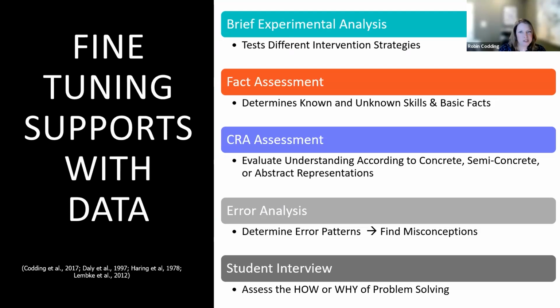So, we're going to talk about brief experimental analysis, which is a fancy jargon filled term to refer to testing different intervention strategies, fact assessment, so determining the known and unknown skills with basic facts, a concrete representation and abstract assessment, which is evaluating understanding according to, surprise, the concrete, semi concrete, or abstract representations. Error analysis, so determining error patterns and finding misconceptions. And then student interviews and what we can use student interviews for in terms of how or why they are engaging in problem solving the way that they are. So I'll unpack each of these for you before we move on to talking about progress monitoring.